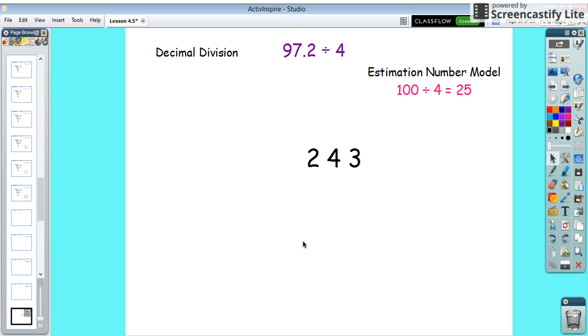I already did this division for us. If I used partial quotients and ignored the decimal and did all the division, I got 243. So I need to stick the decimal point back into my answer so it is really close to 25. Well, if I have 243, I'm going to put my decimal point back in. If I put it between the 4 and the 3, my answer becomes 24 and 3/10, and that is really close to 25. So that is our answer. 97 and 2/10 divided by 4 is equal to 24 and 3/10.